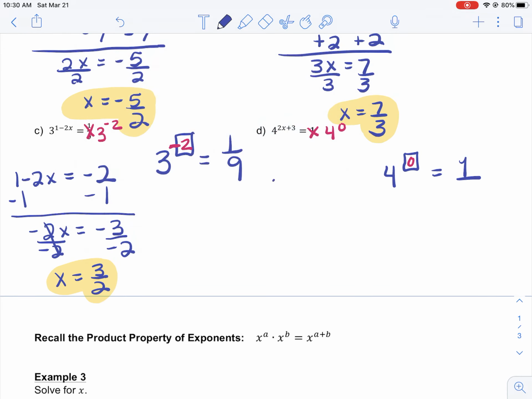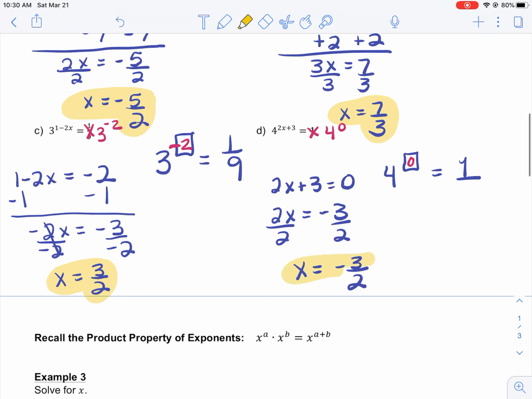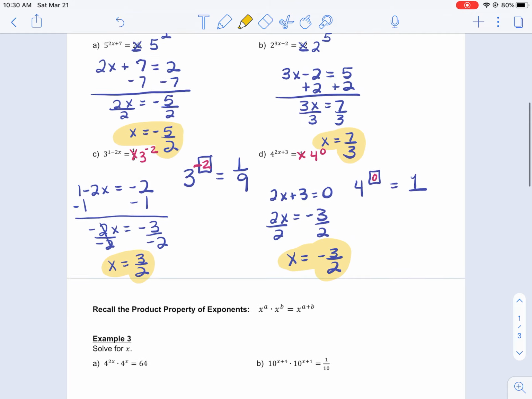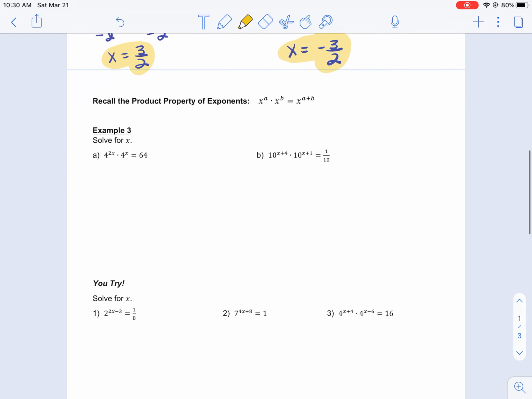So to finish this problem, we have 2x plus 3 equals 0. Subtract 3, 2x is negative 3. Divide by 2, and x equals negative 3/2. Okay, so hopefully those problems make sense. Your goal is to rewrite both sides with the same base so that you can set the exponents equal to each other and solve.